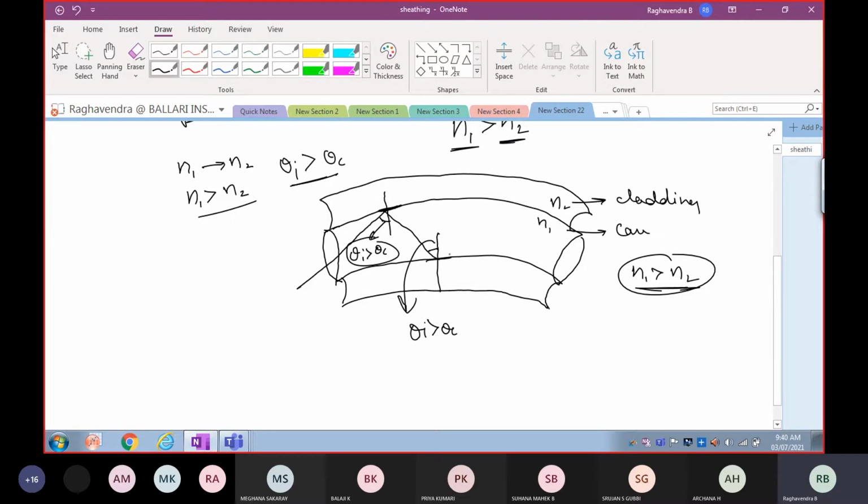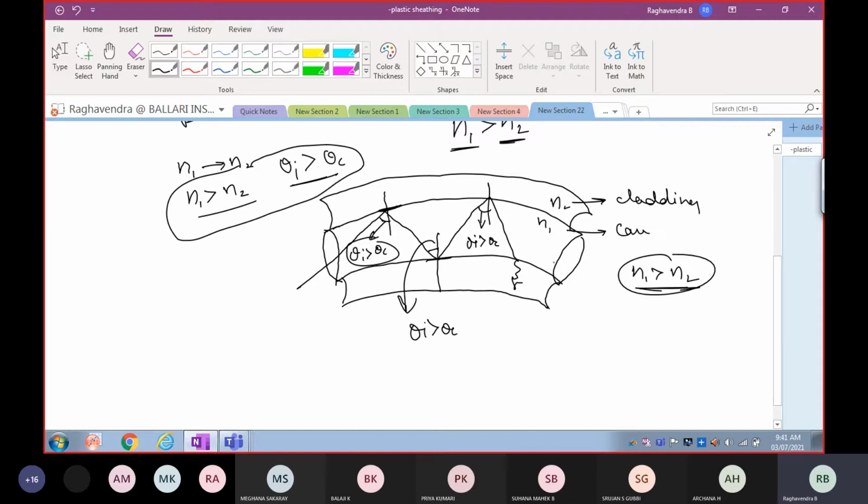So therefore it undergoes total internal reflection. And at this point also, theta is greater than theta C, so it undergoes total internal reflection. So the light undergoes total internal reflection until these two conditions are satisfied. If one of these two conditions is not satisfied, then the light will not undergo total internal reflection. It will simply pass through the cladding part of the optical fiber.